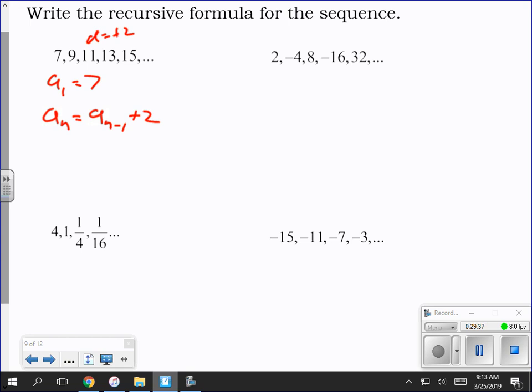Okay? That's what I do. I have a number I start with, and I add 2 each time. How do I get the next one? I add 2. How do I get to the next one? I add 2. Easy enough. So on this one, I have a sub 1 is 2. How do I get to the next term? Multiply by negative 2. So what do I do to get to the nth term? I take negative 2 times the term before it, the nth minus 1 term. Easy enough.